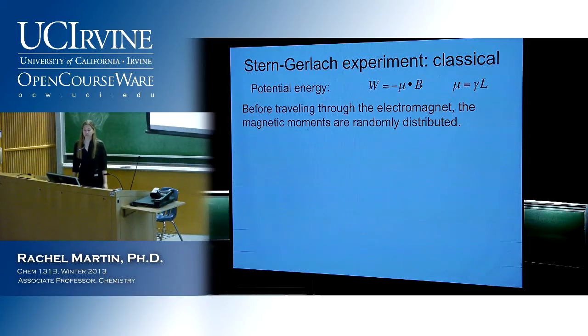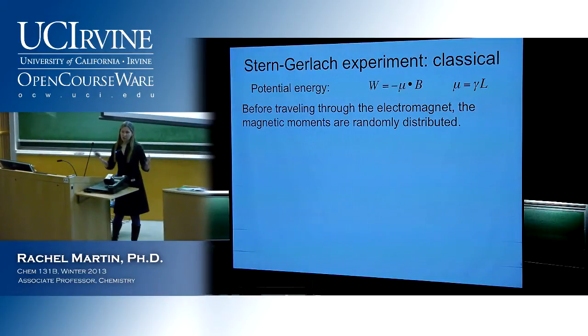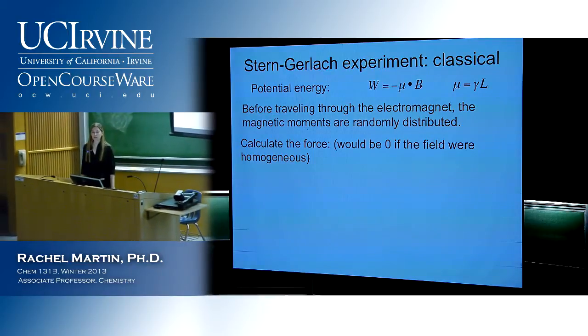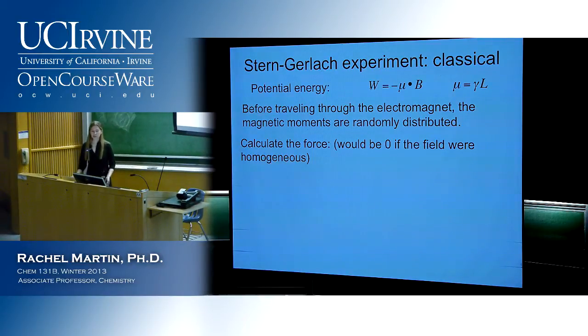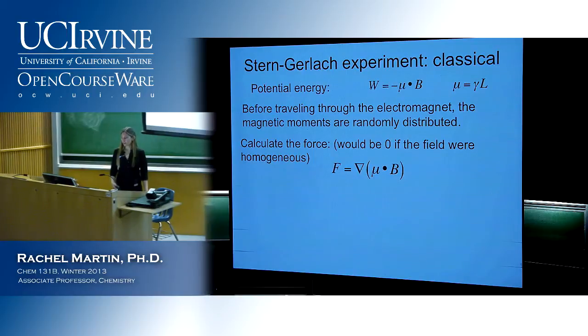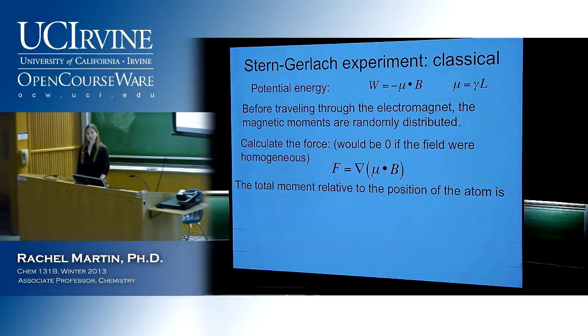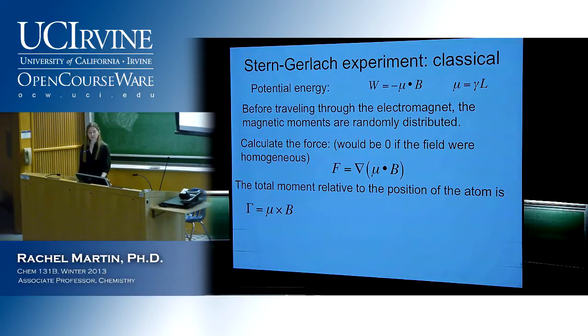OK, so we have our potential energy for this in classical terms. And we can say before the atoms go through the electromagnet, their magnetic moments are completely randomly distributed. So we're approximating the electrons as looking like little bar magnets. And if there's no magnetic field, they're just randomly distributed in space. And we can calculate the force, which would be 0 if the field were homogeneous, but it's not. And so to do that, we need to take the gradient. And we can also look at the total moment relative to the position of the atom.